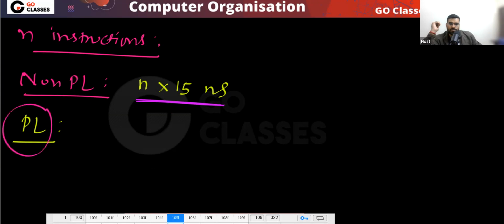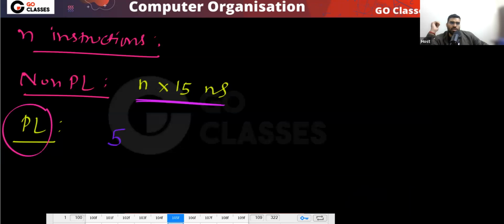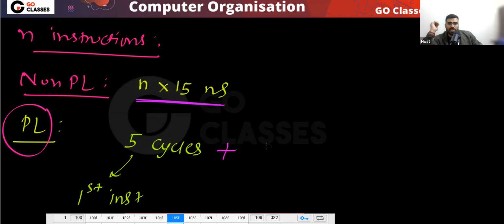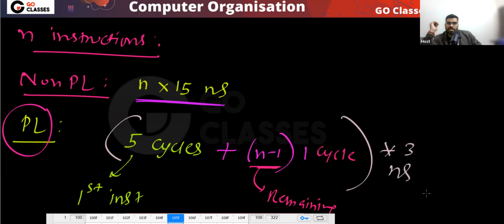In the pipeline, what will happen? The cycle time of 3 nanosecond is given to you, and there are 5 stages. The first instruction will go through all the 5 stages, correct? So the first instruction needs 5 cycles, plus the remaining instructions. The remaining instructions only need 1 cycle each. So these many cycles are multiplied by the cycle time, which is 3 nanosecond.